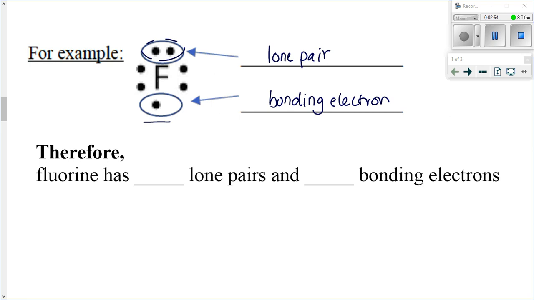So now, we have 3 lone pairs on fluorine and 1 bonding electron on fluorine, for a total of 4 electron domains occupied.